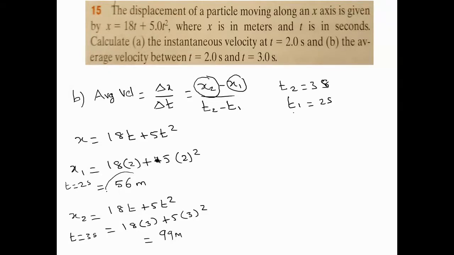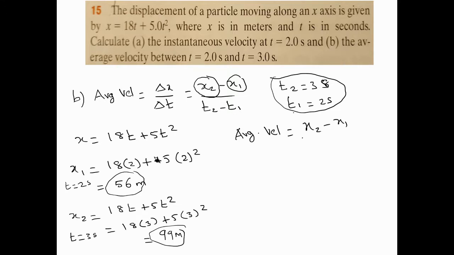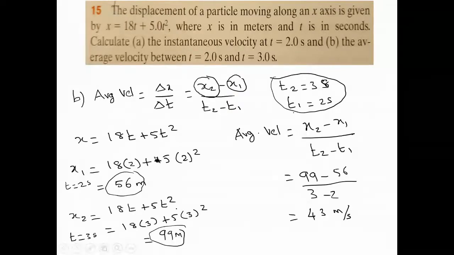Now I am going to substitute all this information. We know what is x1. We got what is x2. We know what our time 1 and time 2 are. Am I right? Yes. Now we are going to substitute everything in this formula. So average velocity is equal to x2 minus x1 over t2 minus t1. My x2 is 99 meters, my x1 is 56 meters, over 3 minus 2. The total answer will be 43. Understand? So simple. This will be the answer for the second question.